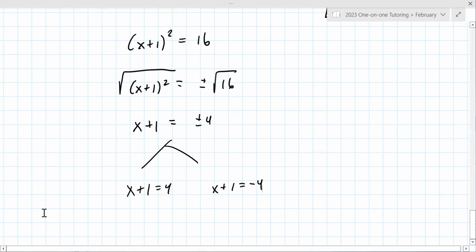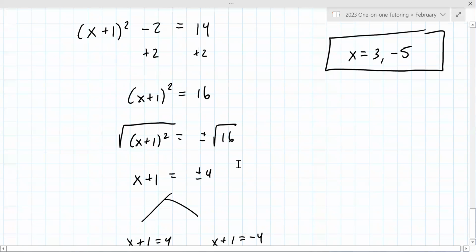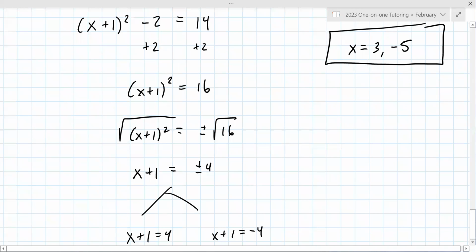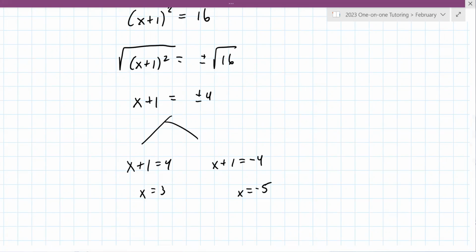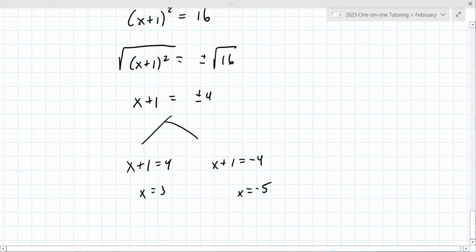How are we doing? How am I doing compared to what you have? We have the exact same thing so far. Okay, that's good. So you're going to subtract 1 from both sides. So x equals 3 and x equals -5. Any questions on that? No, yeah, that's all. I got that part. Great.